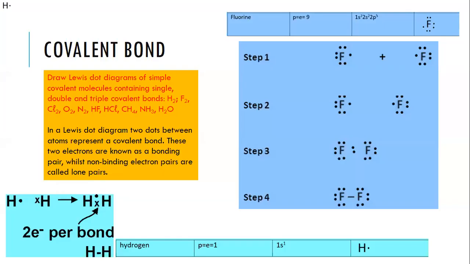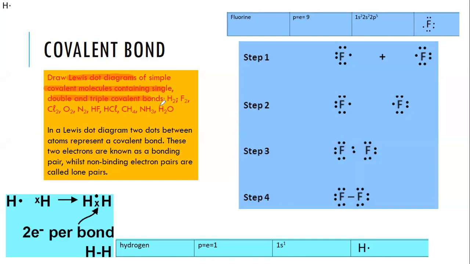And then now we are going to talk about covalent bonds and their structures. How do we represent covalent bonds in a simple way, so that we can understand how they share electrons? One way, which we discussed in the previous class, is the Lewis dot diagrams. Okay, Lewis dot diagrams of simple covalent molecules containing single, double, and triple covalent bonds. What is a single, double, and triple covalent bond? Before we discuss the shapes and before we talk about the Lewis diagrams, okay?